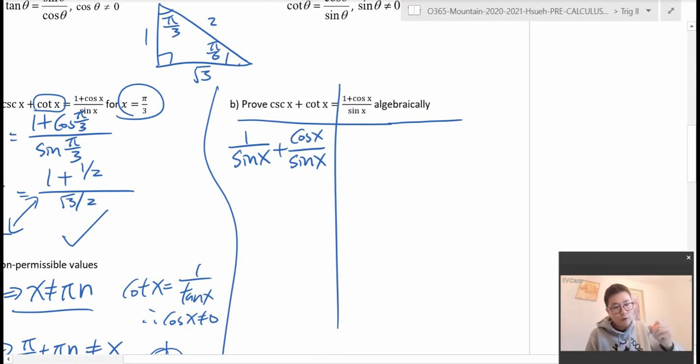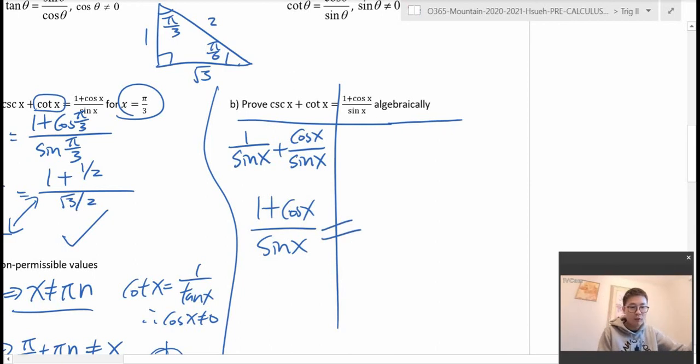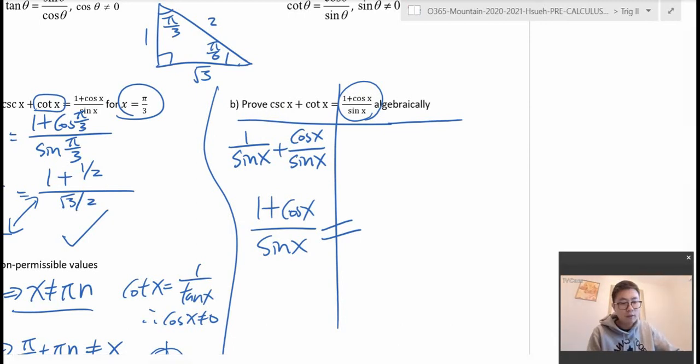Now we have two fractions here, and we just need to add them together. We have the common denominator sine x, so if we add them together, we get 1 plus cosine x over sine x. And you can see that's exactly what we have on the right. You actually don't need to do anything on the right, because you've shown that the left-hand side, once you do some manipulation, can be made the same as what's on the right. So that's it. We successfully proved that indeed cosecant x plus cotangent x is equal to 1 plus cosine x divided by sine x. This is how you do it algebraically.